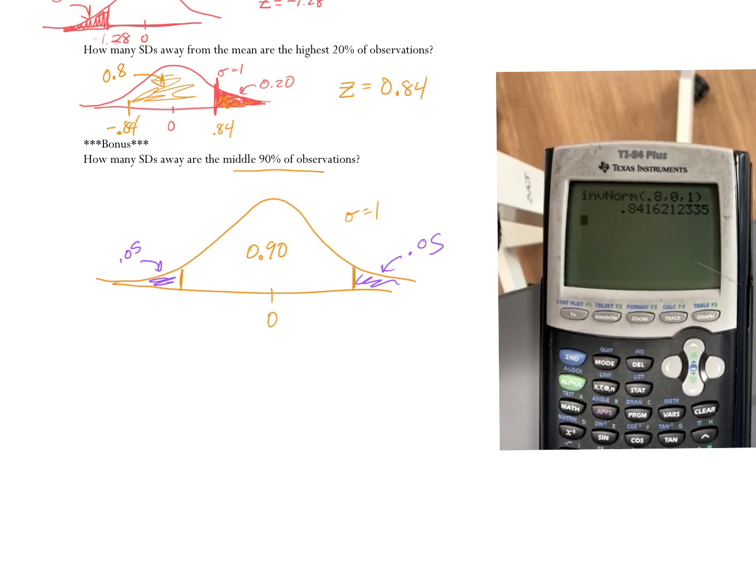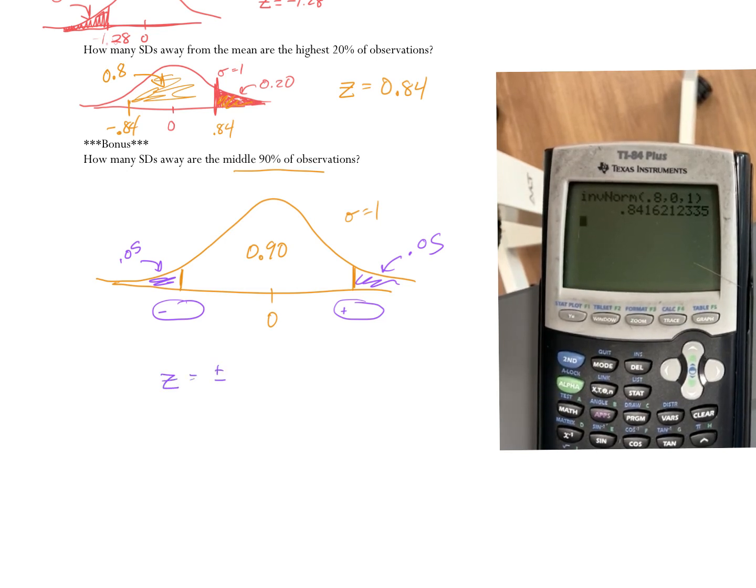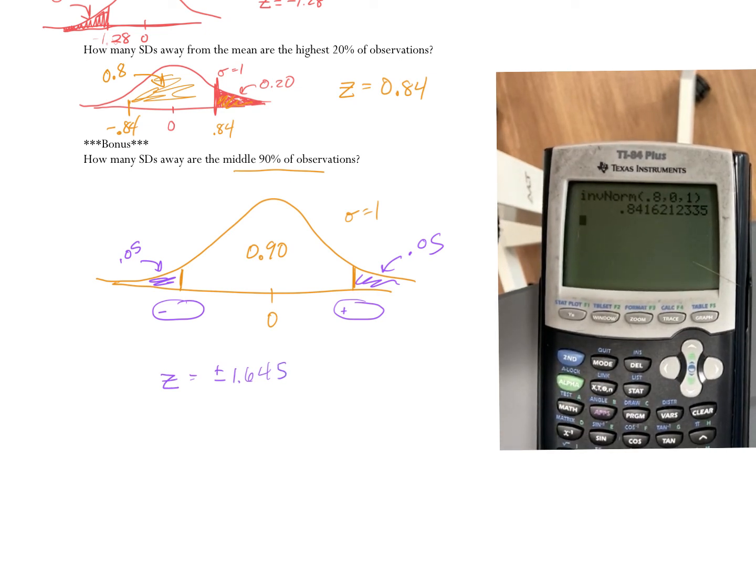Now, what do we know about this value? It's going to be negative. This one is going to be positive. Are you guys comfortable saying that they'll be the same number, just one positive and one negative? That makes sense. And I bet I can guess it. I bet it's 1.645. Why? I have the z-scores memorized for 90, 95, 99. I think I could do 80. I think 80 would be 1.28.